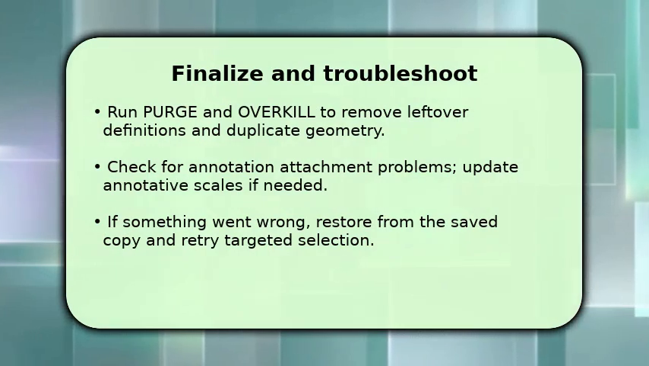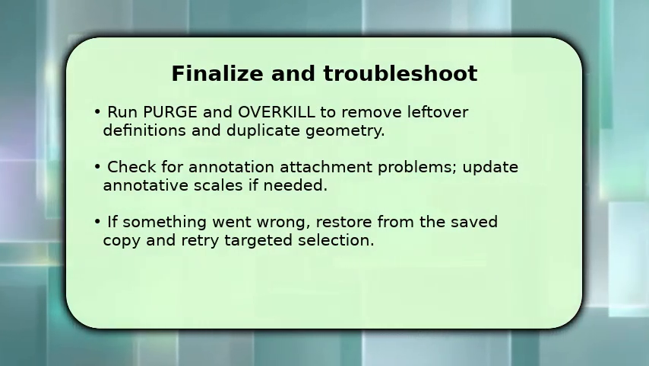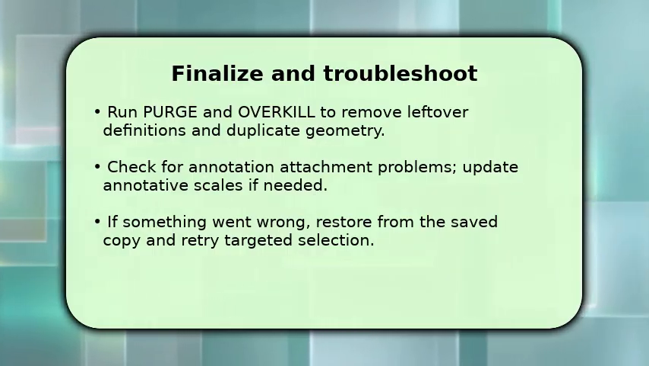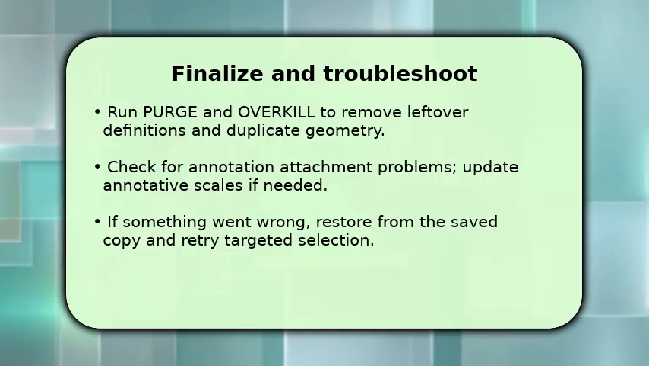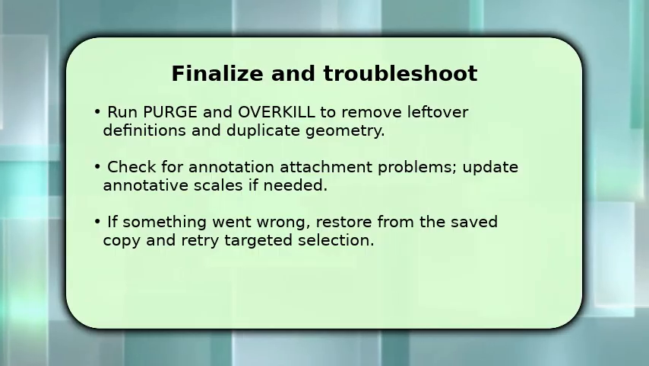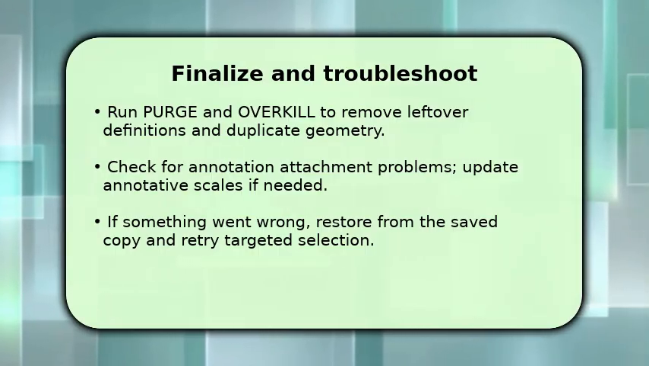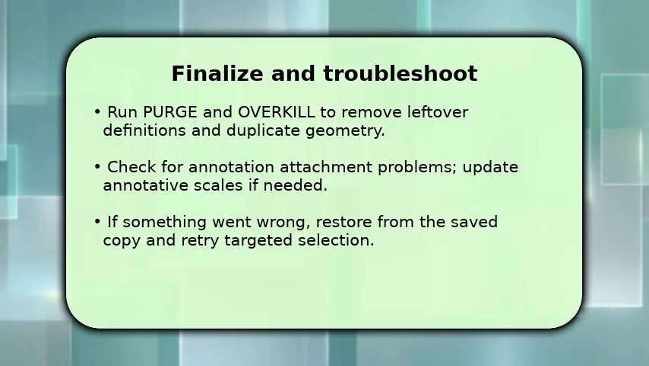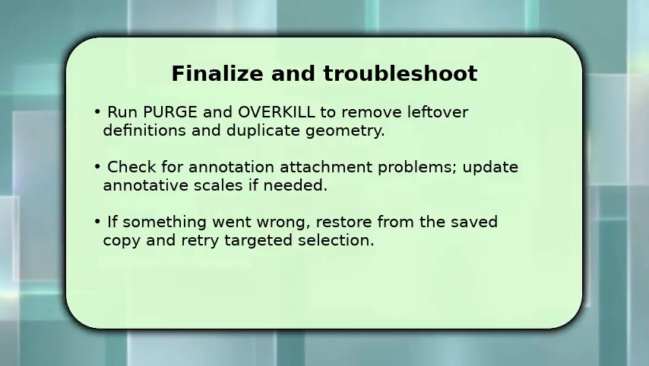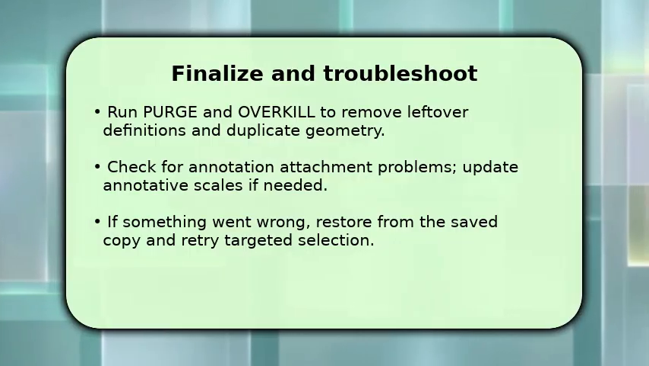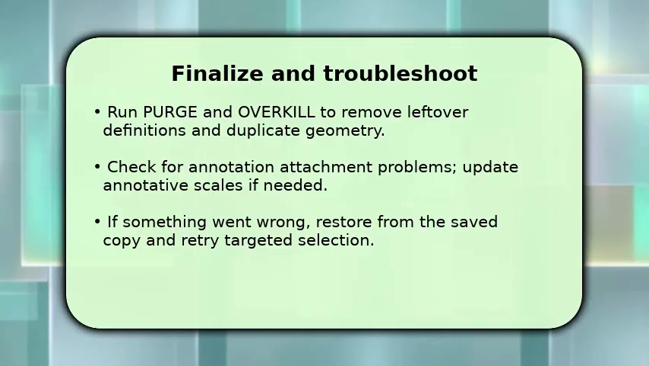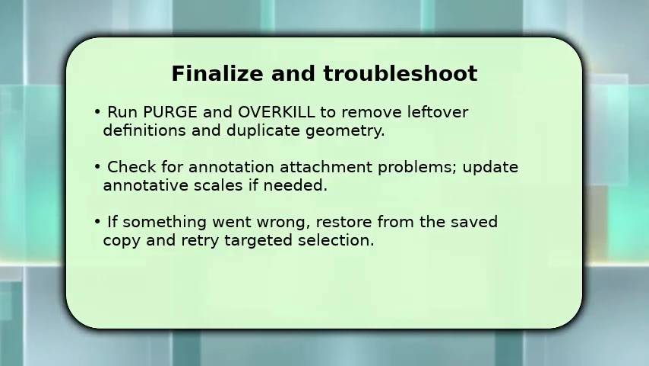Finish by ensuring nothing else was affected. Run Purge to clear unused blocks or layers and Overkill to merge overlapping lines that might remain. Update annotation scales and viewports because removing axes can shift references. Make sure dimensions and texts still attach correctly. If you see missing geometry or broken references, don't panic. Revert to the saved copy, re-isolate with stricter filter criteria, and repeat the targeted erase. This rollback approach prevents irreversible mistakes and keeps your model stable.